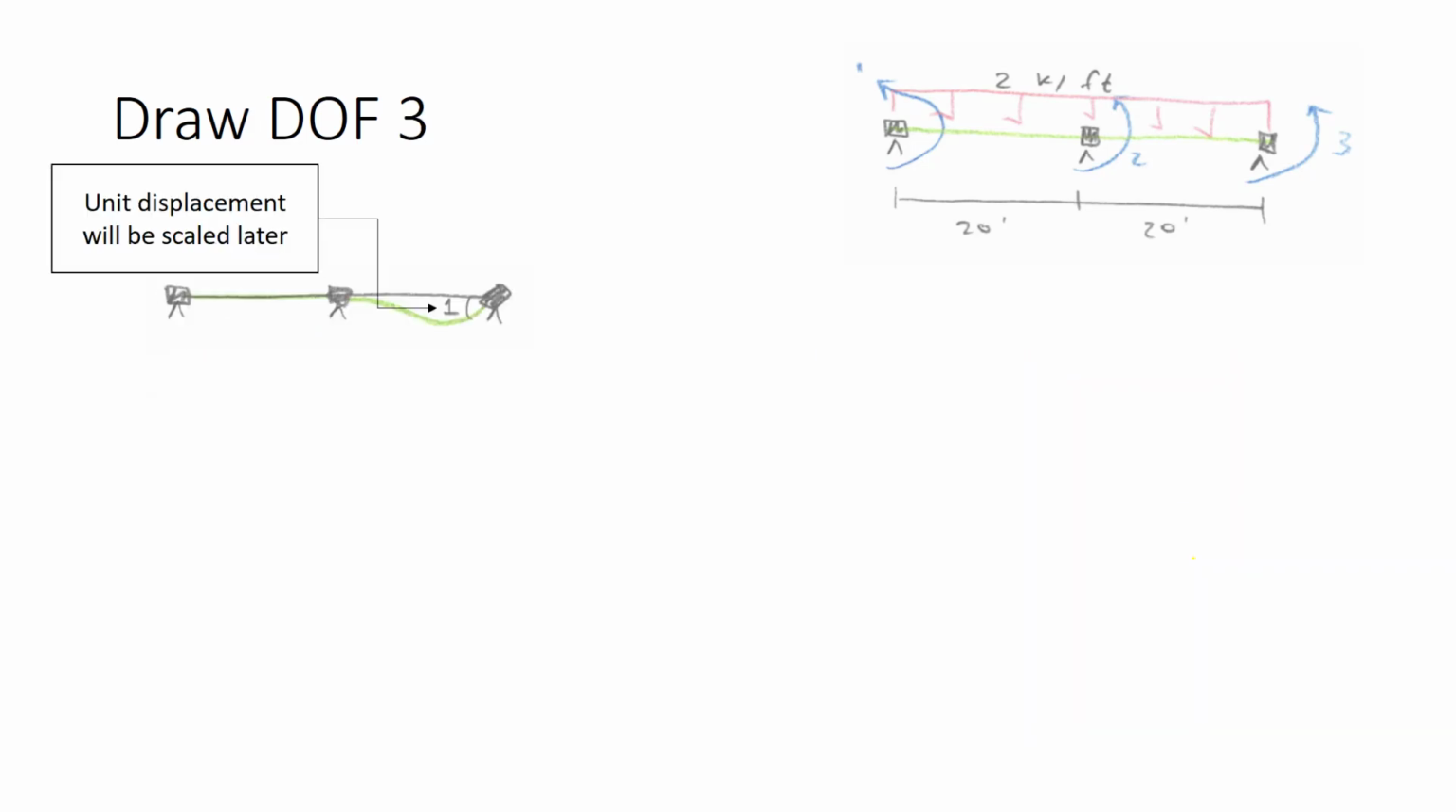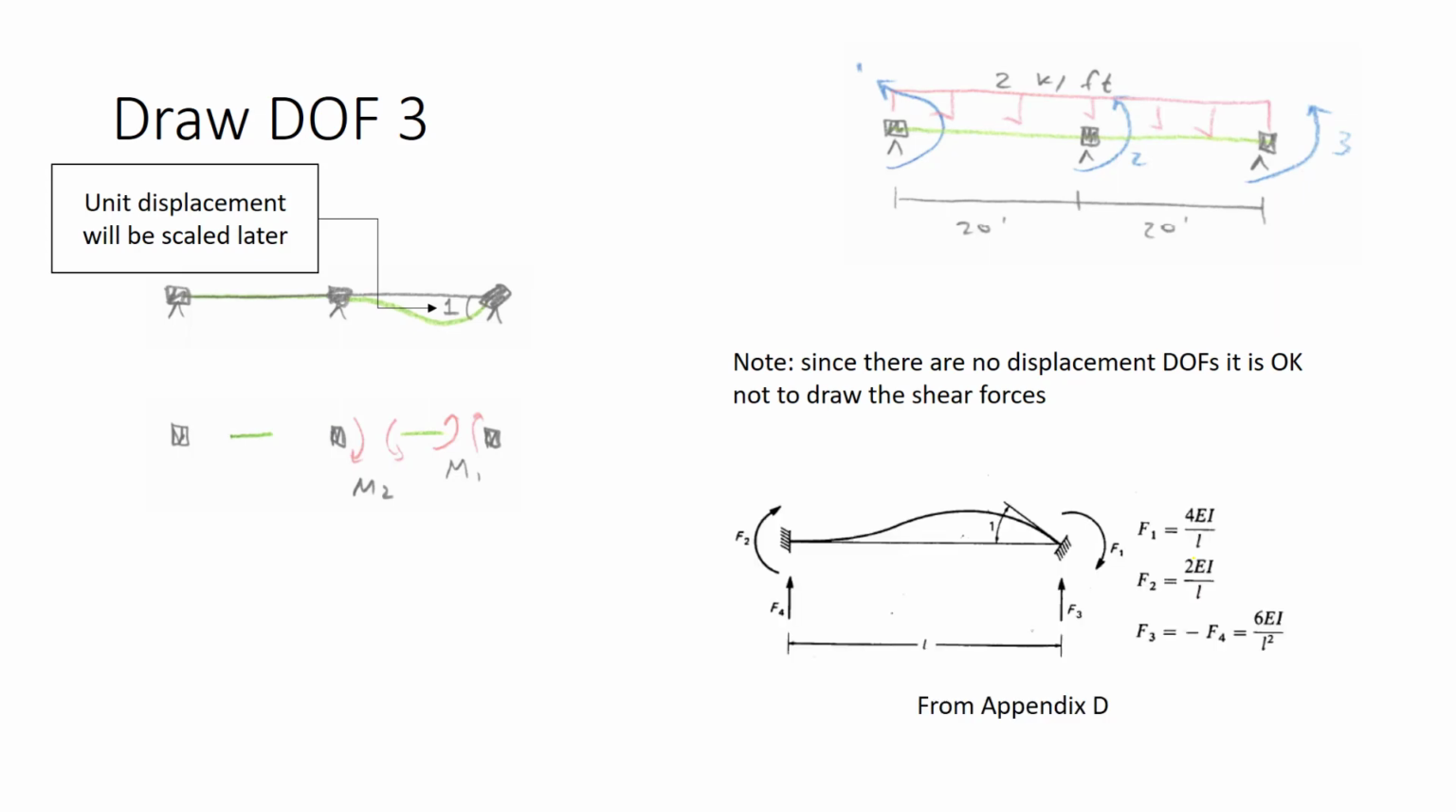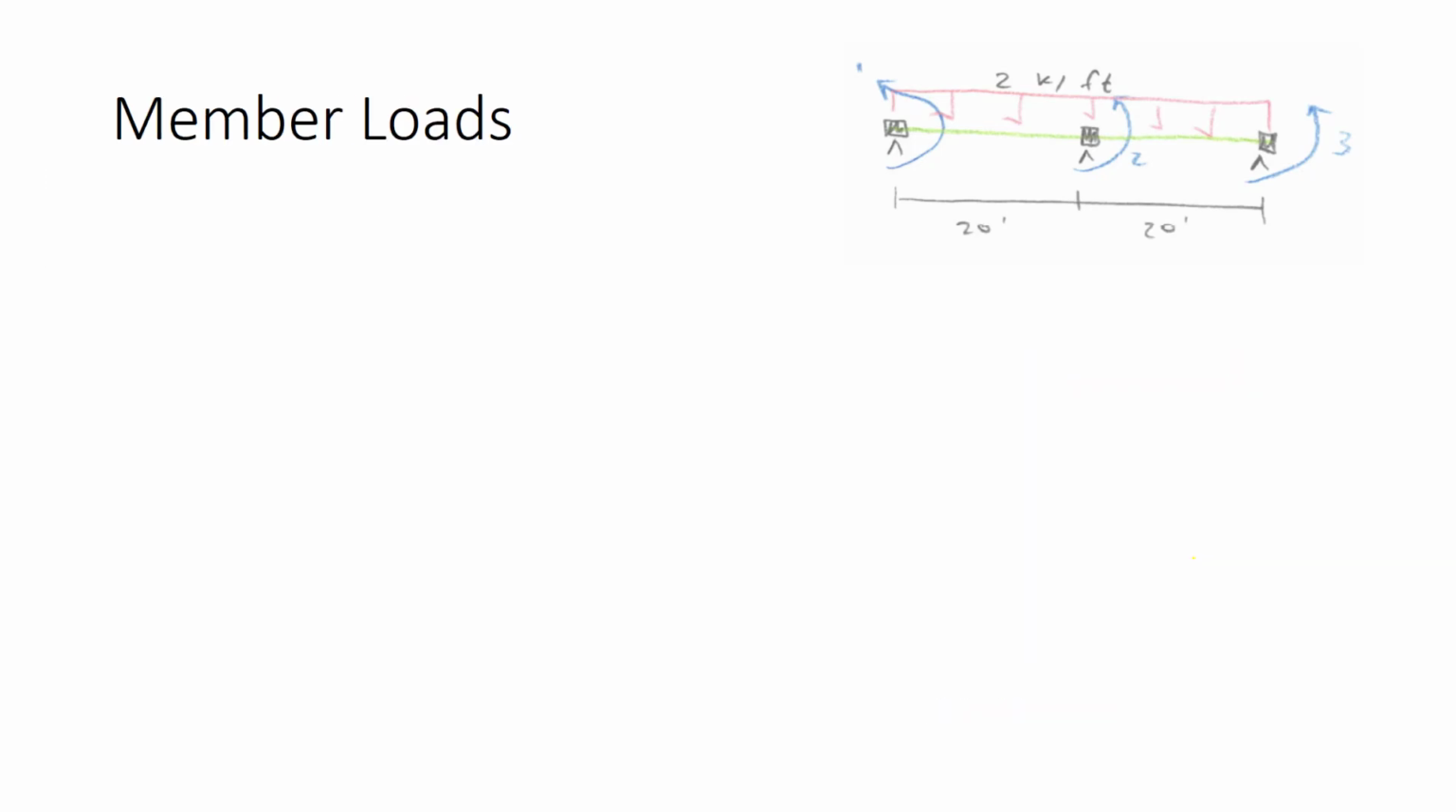For degree of freedom 3, once more we draw DOF 3 for a unit displacement that's going to be scaled later. I'll go a little bit quicker this time. Once again, we're not drawing shears since there are no displacement degrees of freedom. The explanation will be exactly the same for why we draw the moments the way that we draw them. We'll use the same entry from Appendix D. We've already calculated M1 and M2. We write down the values here. So you can see that this procedure can get very repetitive. That's a good thing. We're doing the same task over and over, and once you get good at this, it'll become very quick.